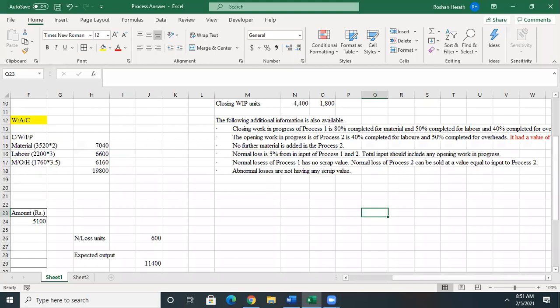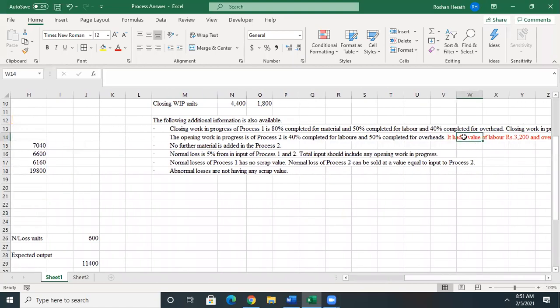Here we see that that particular information is given. So this is the key distinguishing feature.